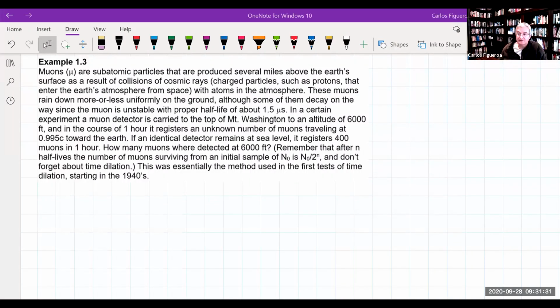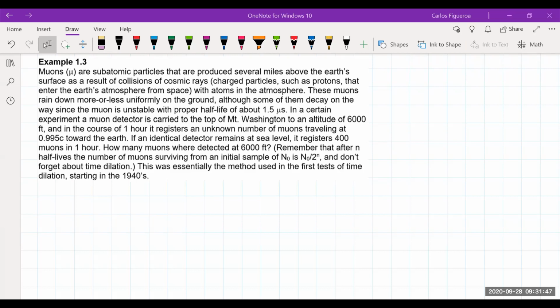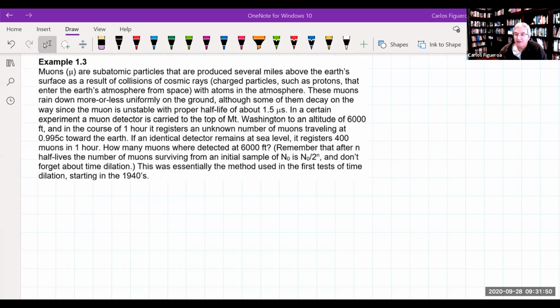Okay, so what you're seeing here is my screen where I'm looking at example 1.3. And this is essentially the experiment that put the nail into the coffin for only thinking in Newtonian terms. And it really solidified relativity in a way that nothing has ever done before. So let's look at this question here.